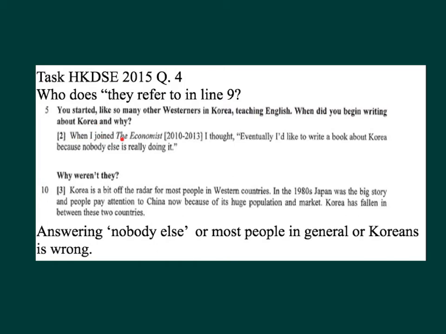Reply: "When I joined The Economist 2010 to 2013, I thought, eventually I'd like to write a book about Korea because nobody else is really doing it. But one day..." Reply: "Korea is a bit off the radar for most people in Western countries. In the 1980s, Japan was the big story, and people pay attention to China now because of its huge population and market. Korea has fallen in between these two countries." Answering "nobody else", or "most people in general", or "Koreans" is wrong.